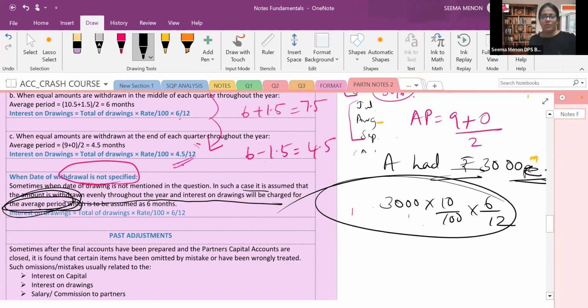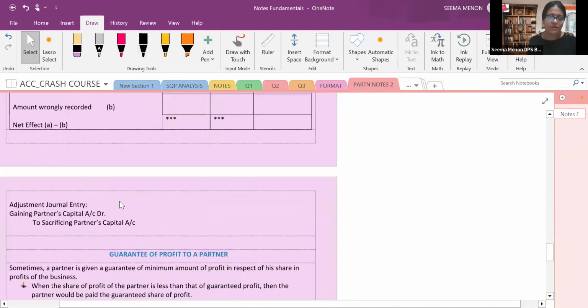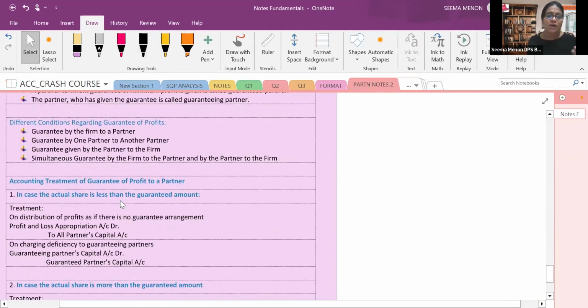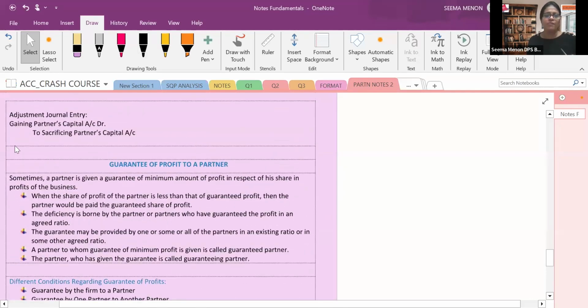So tomorrow, let's start the practical adjustment and it will be a fantastic experience because we will be discussing only board exam questions. Okay. So before that, I will be discussing the past adjustment. Then we will be discussing the guarantee of profit. Then we will be moving ahead.